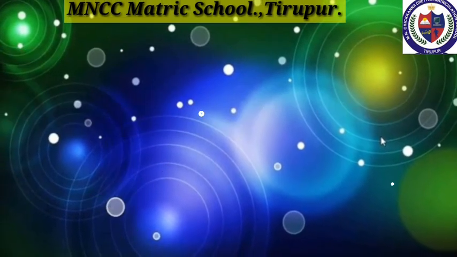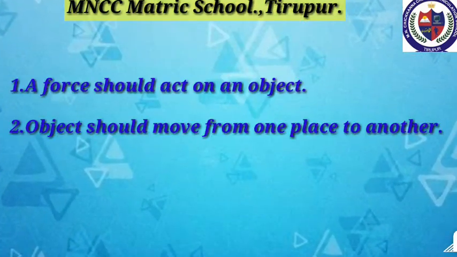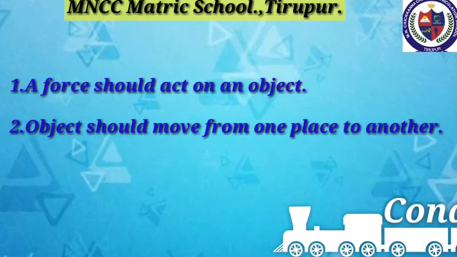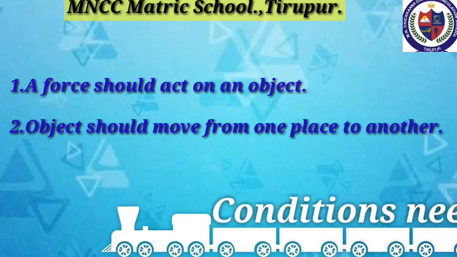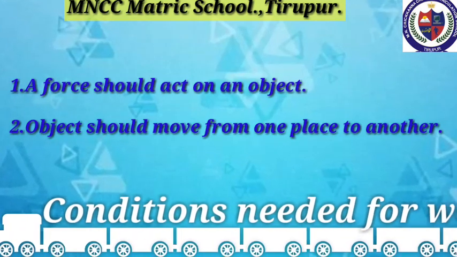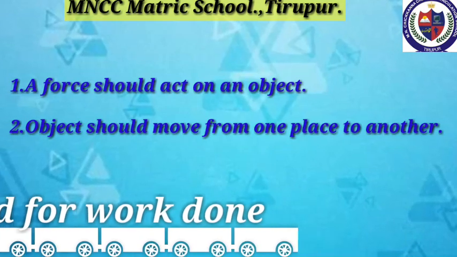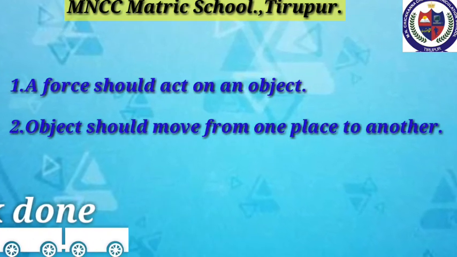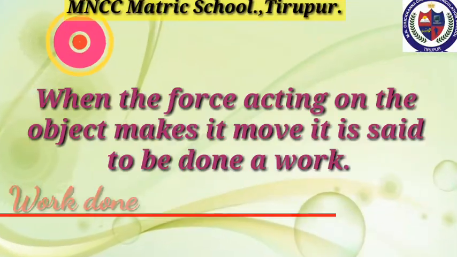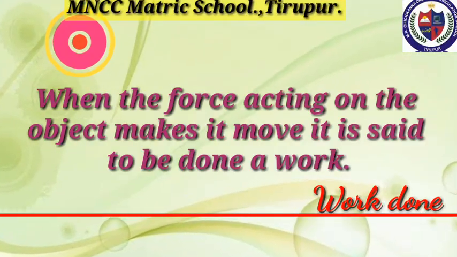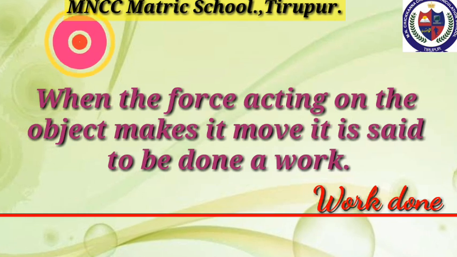Then next we move to when can we say that work is done or not. There are two conditions needed for work to be done. Number 1, a force should act on an object. Number 2, the object should move from one place to another. When the force acting on the object makes it move, it is said that work is done.